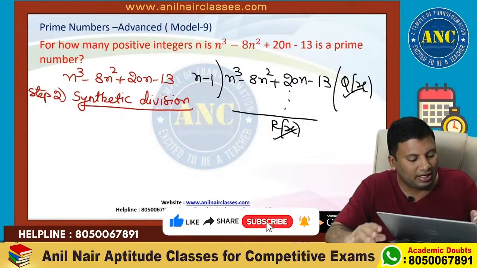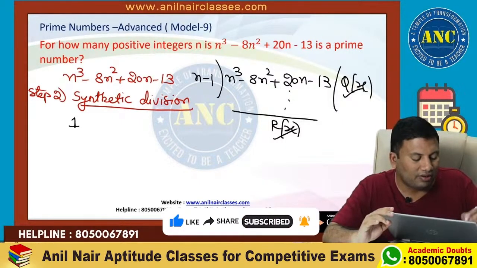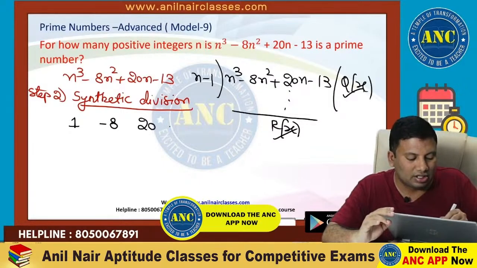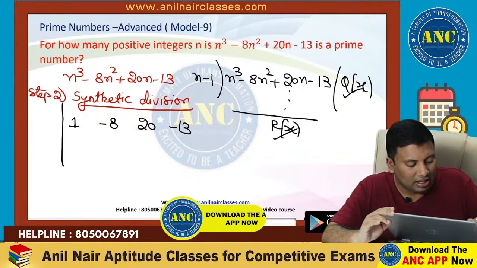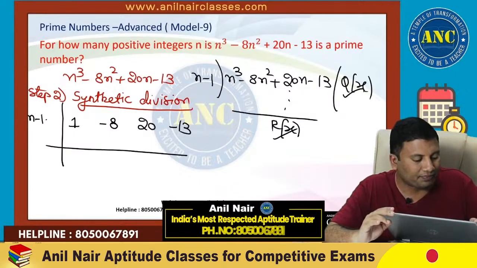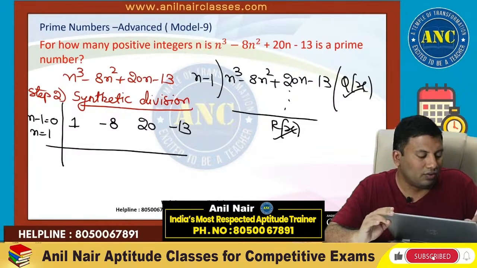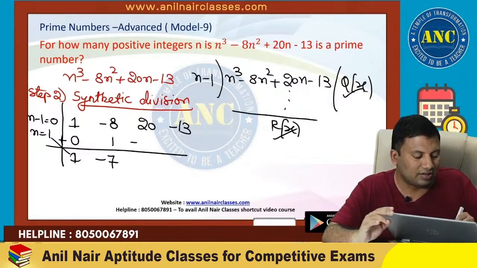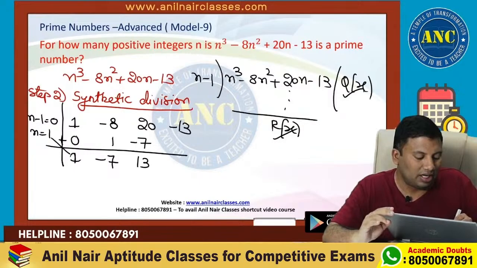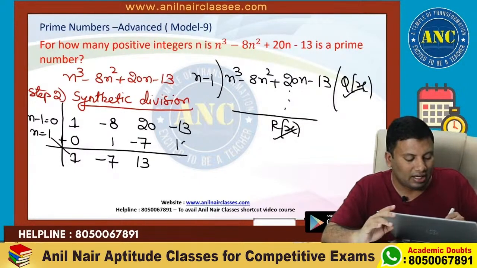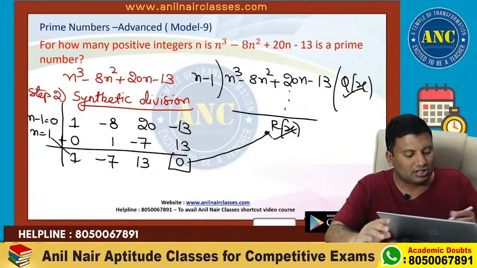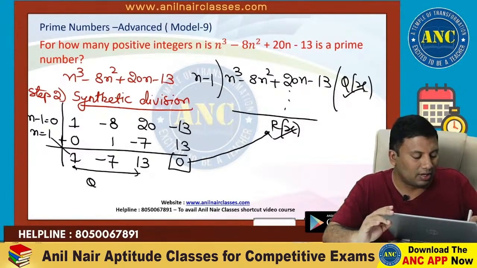How is it obtained? Write down the coefficients in serial order: 1, minus 8, 20, minus 13. n minus 1 is a factor, so put it equivalent to 1. Start with 0. 1 plus 0 is 1. Cross multiply: minus 8 plus 1 is minus 7. This is minus 7. 20 minus 7 is 13. 13 ones are 13, and this is nothing but 0. This is the remainder 0, and this is the quotient.